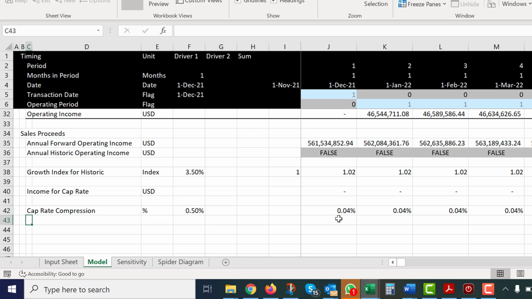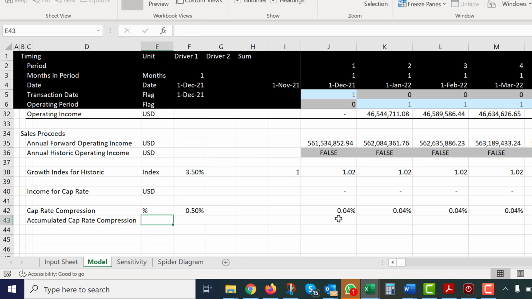And then let's put cap rate, and we'll actually let's put cap rate accumulated cap rate compression.